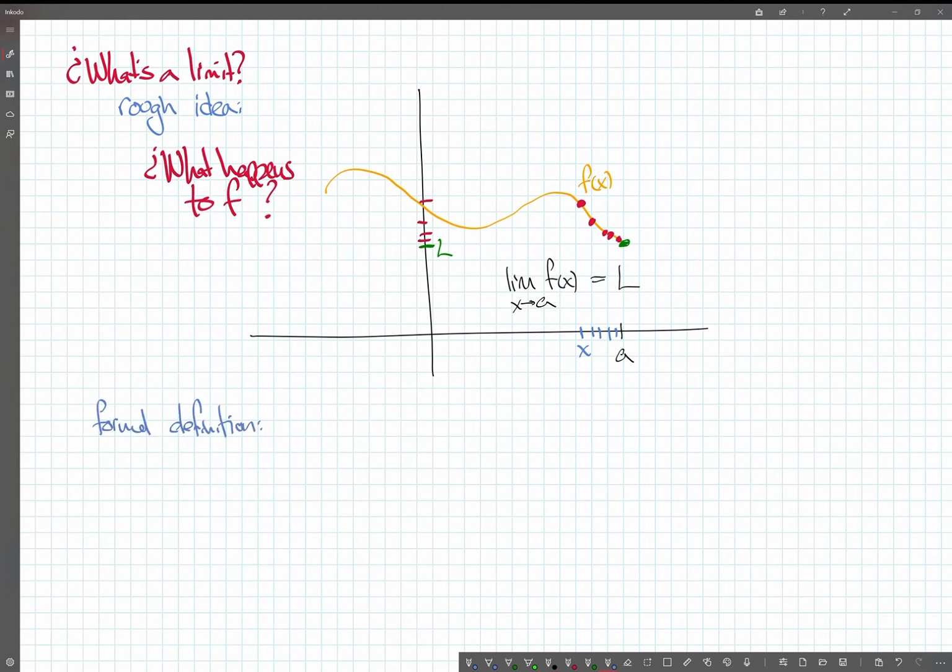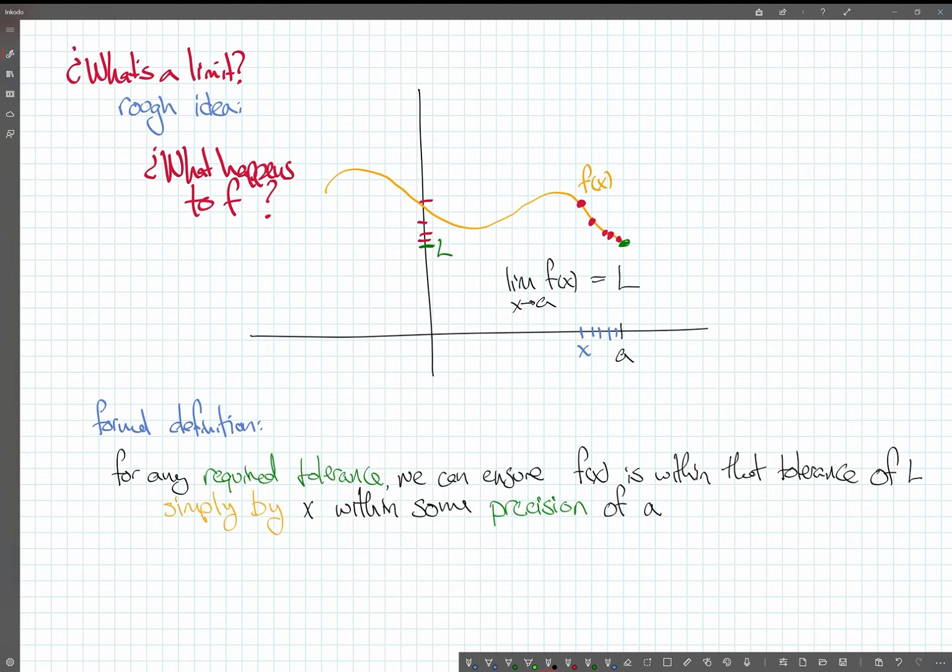So in mathematics, rough ideas usually aren't enough to actually get the job done. We need a formal definition. So our formal definition is going to look like this. Now that's a lot of words, and really a mathematical definition, if it's going to be a formal mathematical definition, should probably involve a few more symbols. But it turns out this wordy definition has all the information we really need.